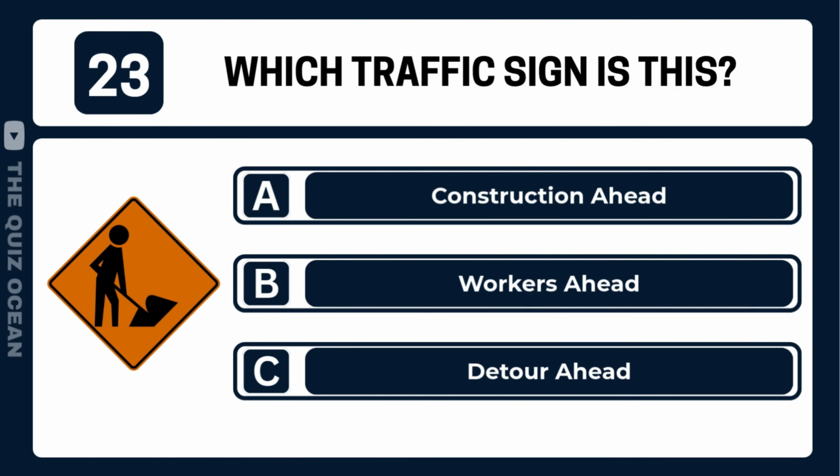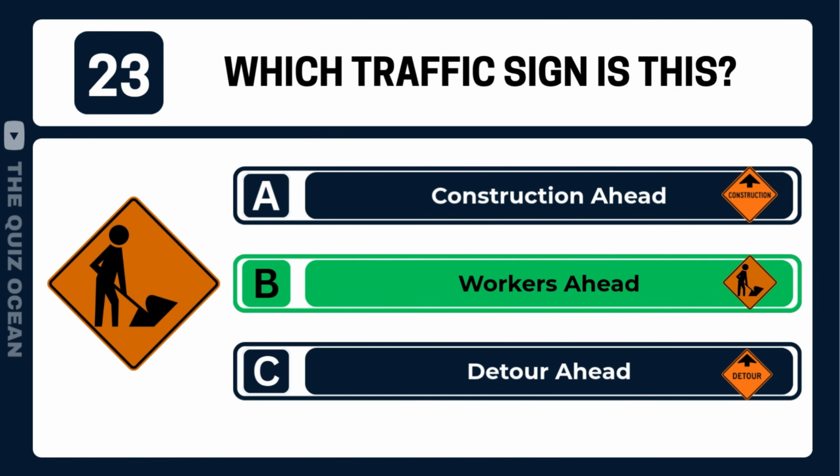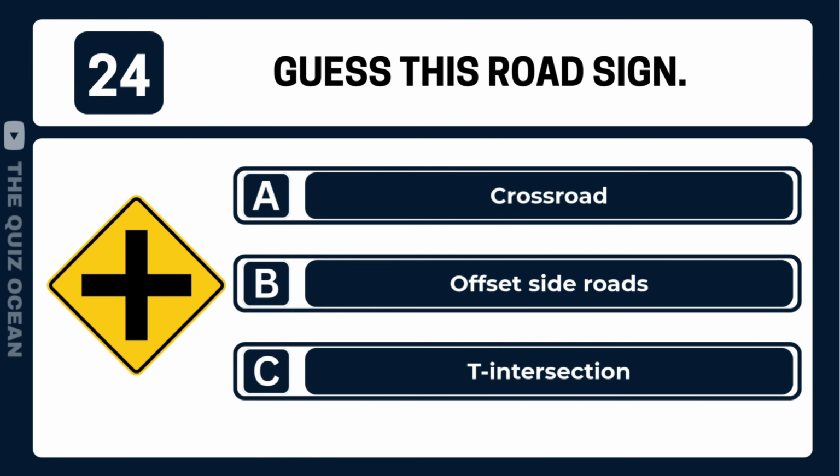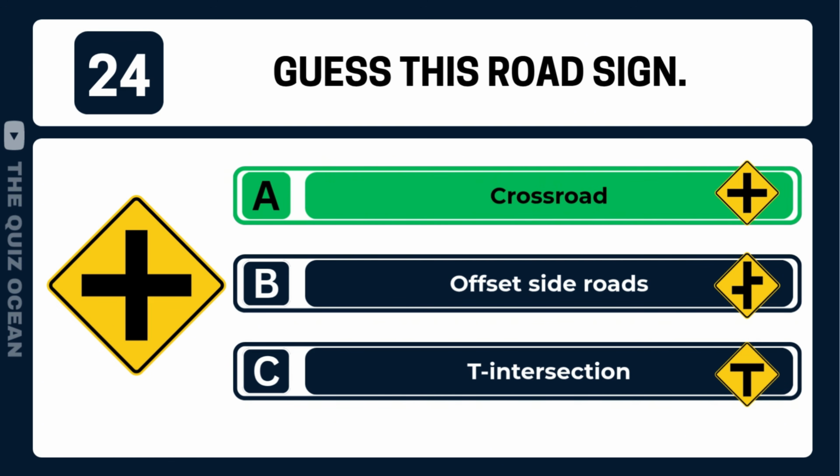Which traffic sign is this? Excellent. That's a workers ahead warning. Guess this road sign. Perfect. This is a crossroad sign.